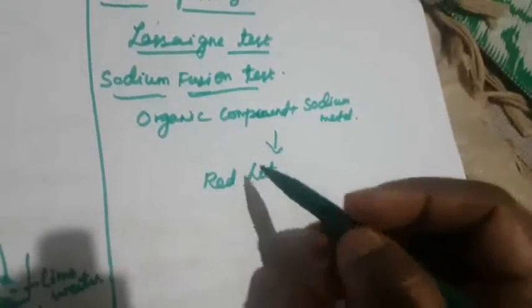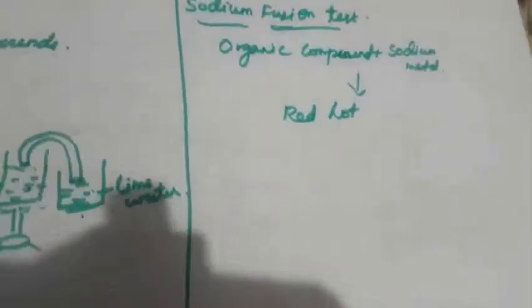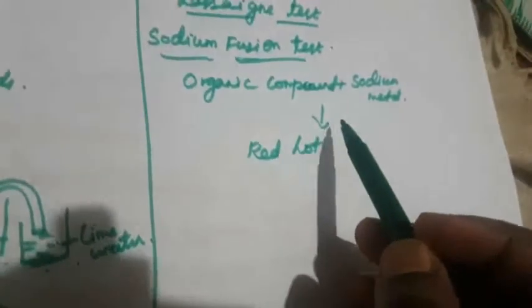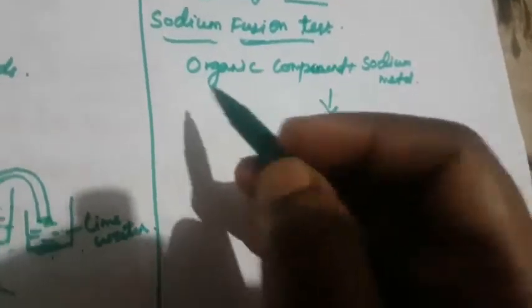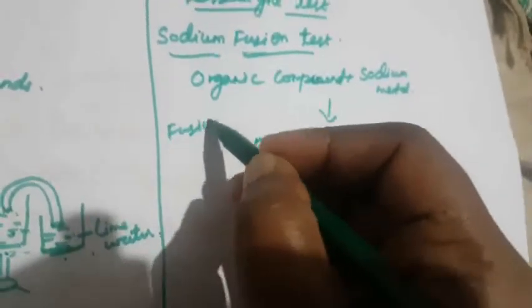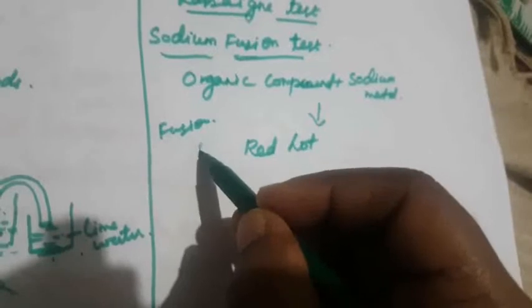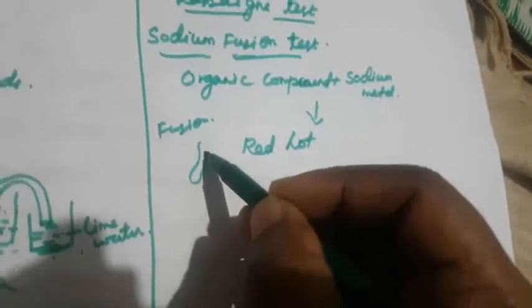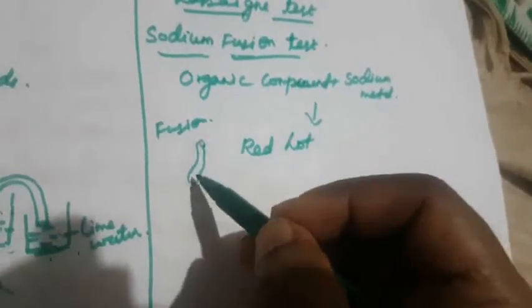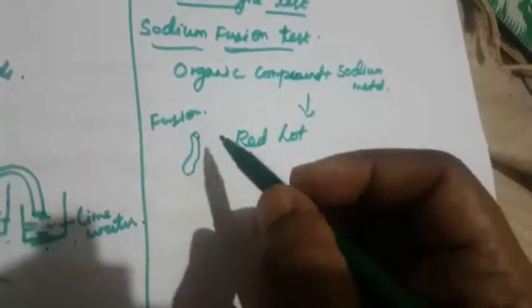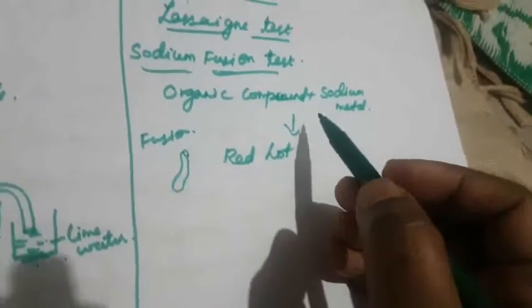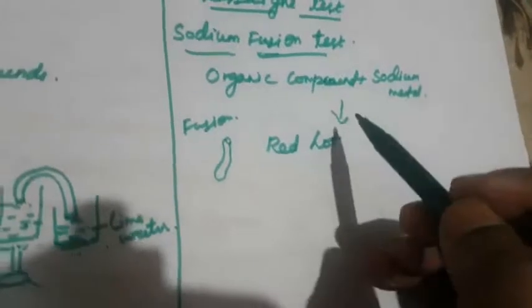First, what is meant by Lassaigne test? The organic compound is reacted with sodium metal. All these compounds are taken in a fusion tube. What is meant by a fusion tube? It is not a normal tube. It is a small size tube, a small piece of tube. Sodium is a metal, right? Sodium is a brown color metal. We can easily cut that sodium metal.